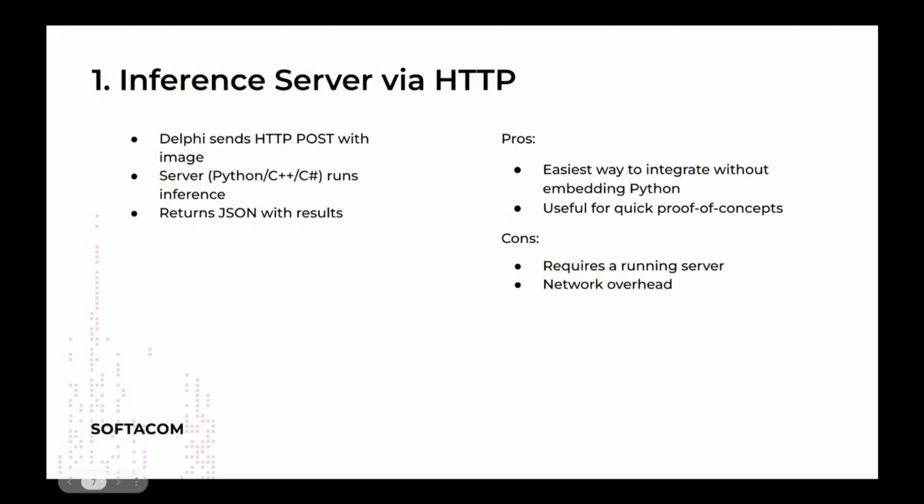What are the pros of this approach? It is the easiest way to integrate without embedding Python, and it is useful for quick proof of concepts. What are the cons? It might show slow performance because starting a new process for every image is expensive, and there is no direct access to inference results in memory. Also, it requires constant access to the internet.